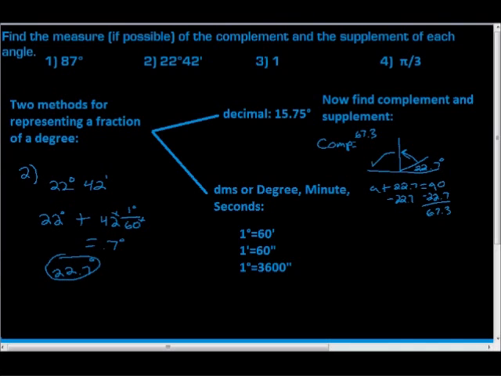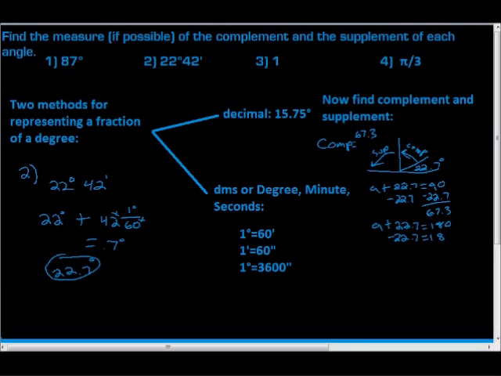Now we can solve for the remainder, which is going to be our supplementary angle. Rather than 90 degrees, it's going to be 180 degrees. So A plus 22.7 equals 180 degrees. Then we subtract 22.7 from both sides, and we can figure out our supplementary angle. If you want, you can change this to B rather than A, in case it confuses you having both set equal to A.